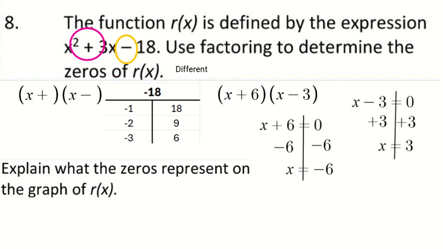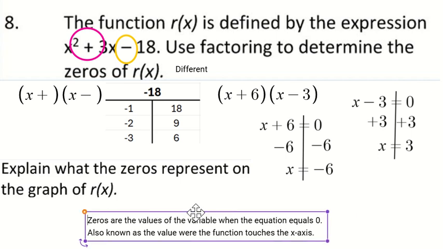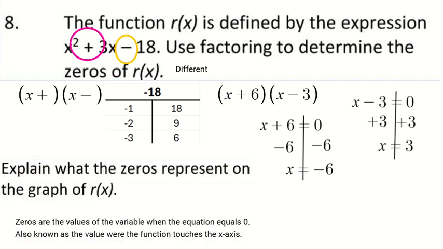Okay, so to explain what the zeros represent on the graph of R of x, the zeros are the values of the variable when the equation equals 0, basically, right? Also, it's the value where the function touches the x-axis. So if you were to graph this, it'd be wherever it goes to the x-axis or touches the x-axis.